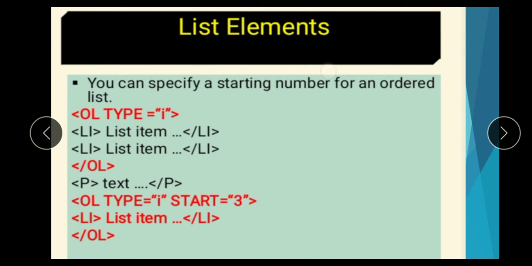Next, the list element. You can specify a starting number for an ordered list. Type equal to capital I. List item. You find out. You also open OL type I, which means your list starts with I, but start 3. Start 3 means start at Roman number 3, 4, 5 like this.